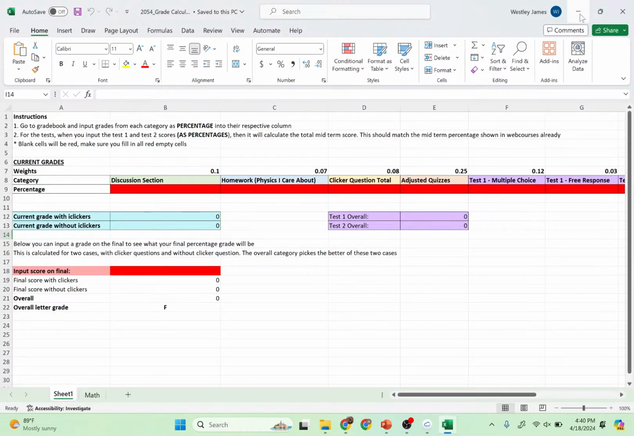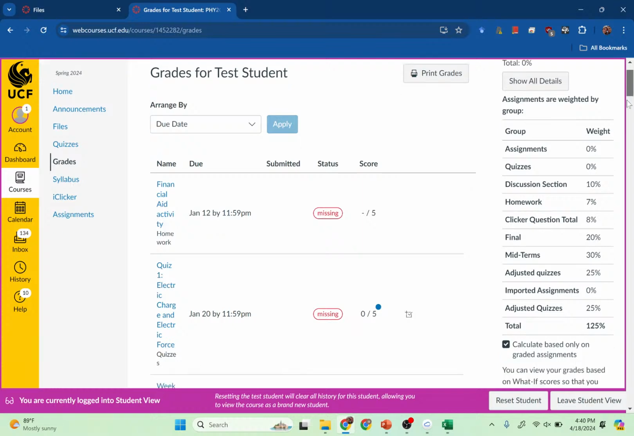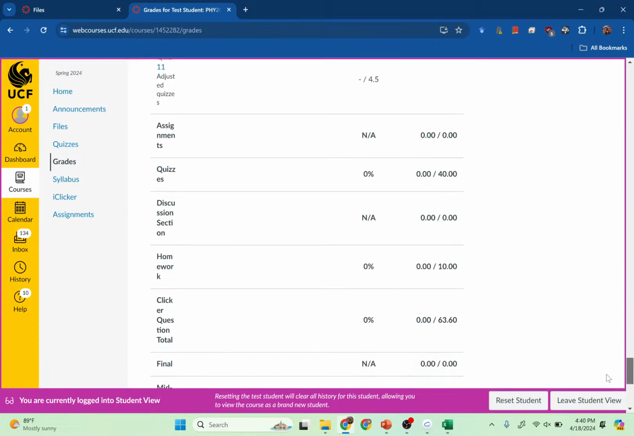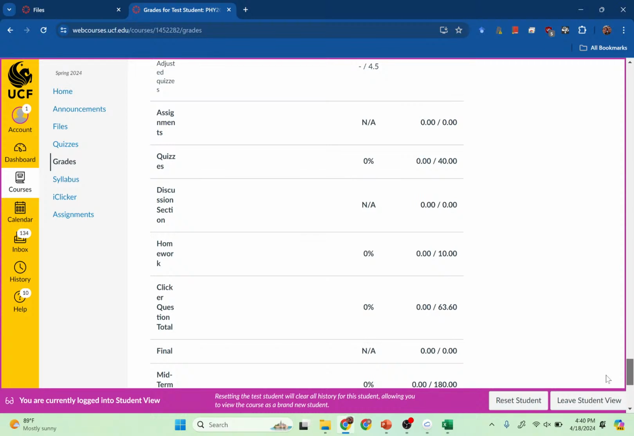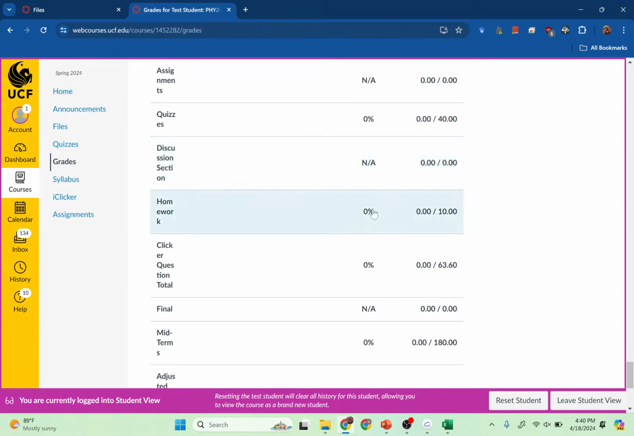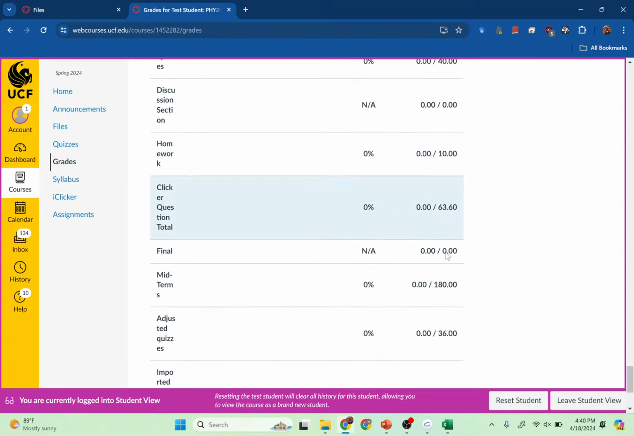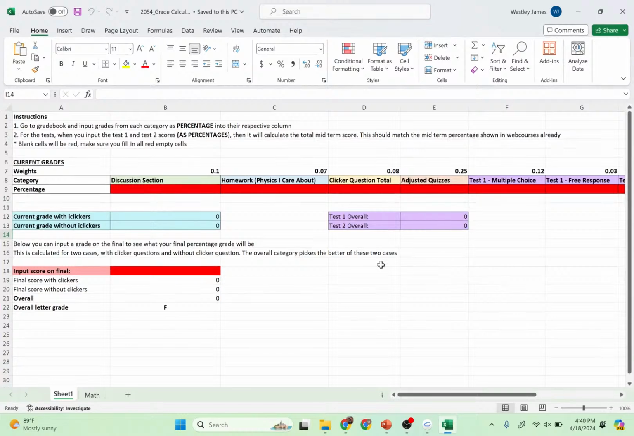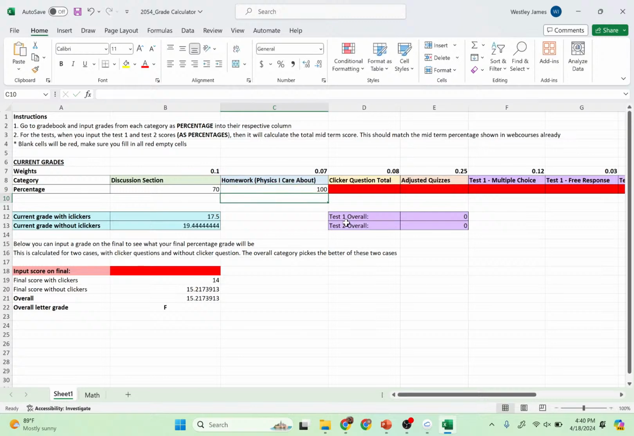So what you're going to do is you're going to go down, scroll to the bottom, and you will take the percentage grade from each category and plug it in. Take the percentage grade from your discussion and plug it in. Take the percentage grade from the homework, plug it in. Clicker questions total, plug it in. Adjusted quizzes. So let's just pretend like you got 70% in your discussion. You did all the physics I care about. You got 100% there. Currently, you have a 60% for clicker questions.